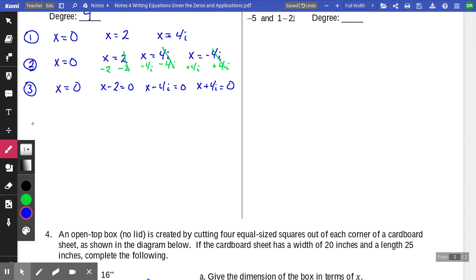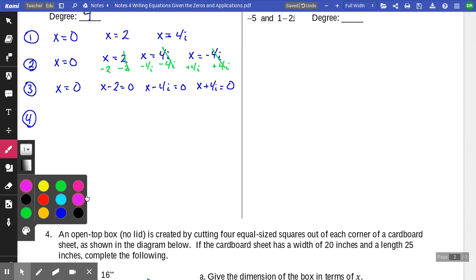Okay, step 4 says write these expressions on the left side of these equations as your factors. And so what we need to do is we need to take anything that's on the left side of the equal sign. Doesn't matter how many terms it has. So in this case, we just have an x, which is fine. In this case, we have an x minus 2 and an x minus 4i and an x plus 4i.